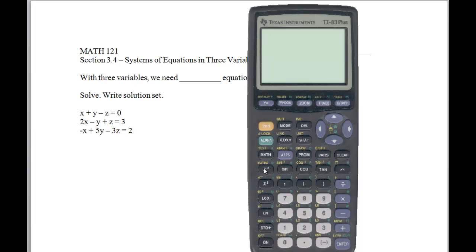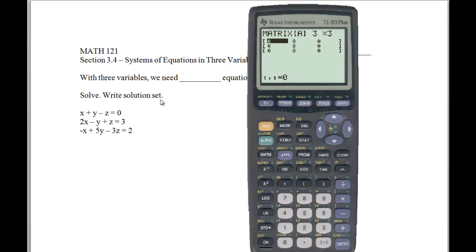Okay, so the first thing I need to do is click the second key and then this inverse key for my matrix. Now, I haven't programmed anything in here, and to do so I need to move 2 clicks to the right for edit, and then click enter. And my first matrix is a 3 by 3, so 3, enter, 3, enter.